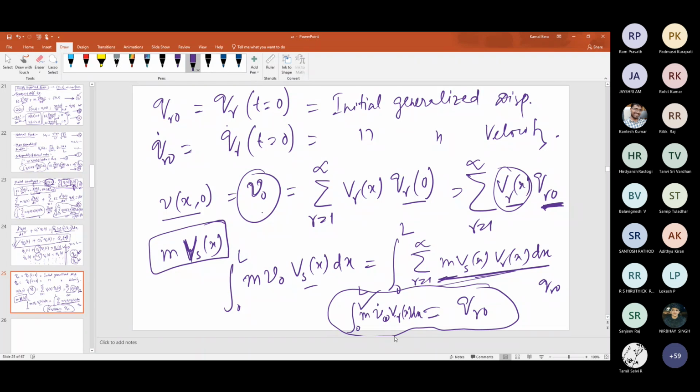m is known to you, v0 is given to you, right? v0 is the initial displacement in physical coordinate. This is the mass per unit length. V_r(x) is the rth mode eigenfunction, or rth mode eigen shape, mode shape. All are known to you. Integrate over the domain, we will get Q_r0. Okay, because this will be given to you, not this. This is non-physical. There is no physical meaning. That's why they are called generalized coordinate or modal coordinate or principal coordinate.